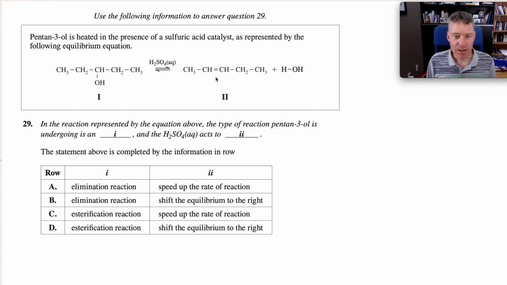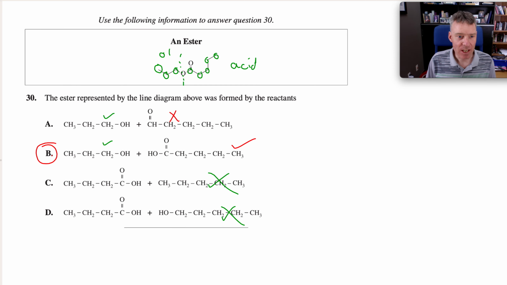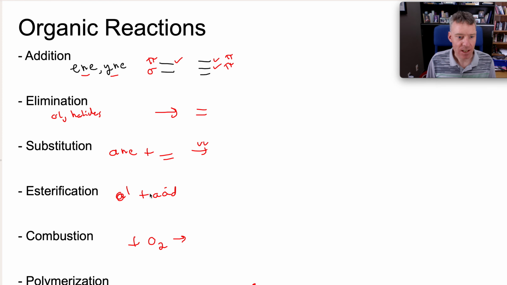We've got another reaction. So pentanol is heated in the presence of sulfuric acid. Let's see what the question is. In the reaction represented above, the type of reaction pentan-3-ol is undergoing is. So what's going on here? So we have an alcohol and it's turning into a double bond. So that's one of those previously mentioned sort of cookie cutter categories. That is elimination. An alcohol to make a double bond.